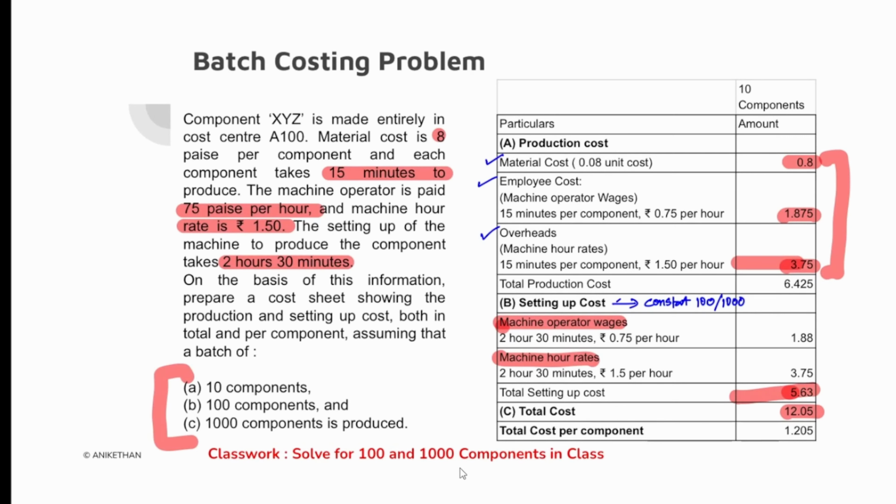Job cost sheet and batch cost sheet are very simple. If you get it in the examination, you will get it easily, 7 marks. So you have to pay attention, take only relevant cost for the job. If the periodic cost such as factory cost or overhead cost is given, you have to derive the overhead rates and calculate it in the job cost sheet.